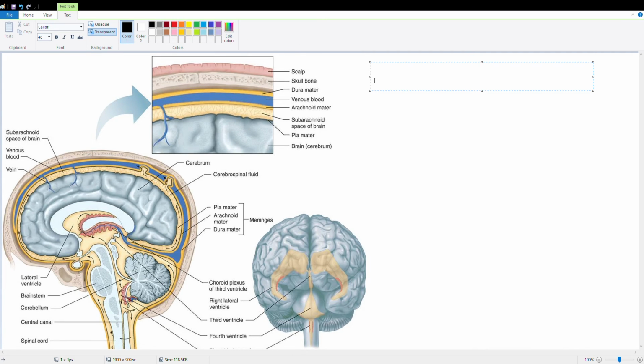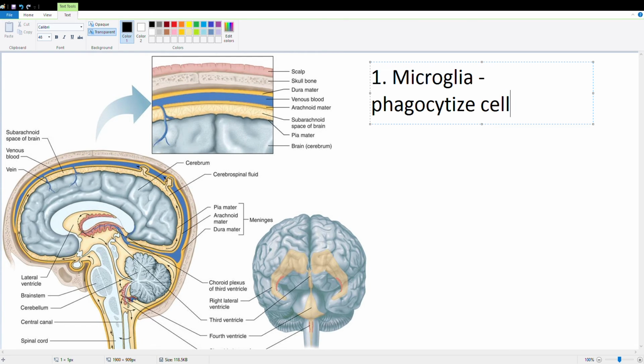Next, I just want to give you a quick rundown. There are four types of cells that are specific to brain tissue. They're actually referred to as neuroglia. These are different from actual neurons in that they can grow and divide. So without further ado, the first one is microglia. These are from the bone marrow, and then they go to the brain, and they phagocytize cellular debris and damaged tissue.